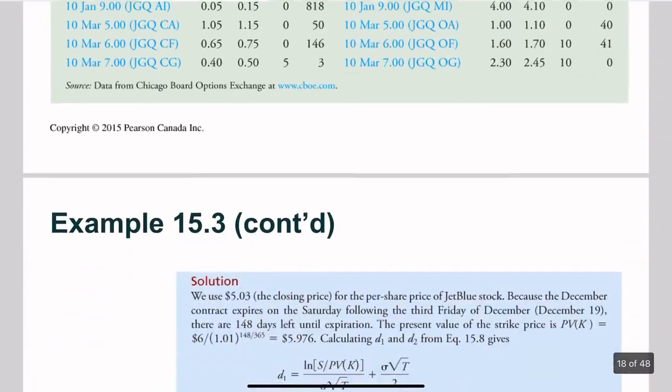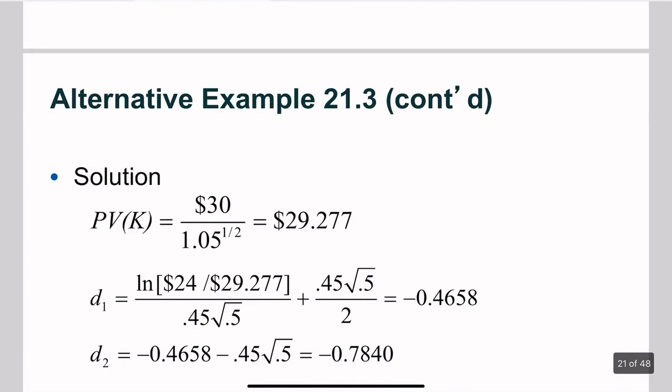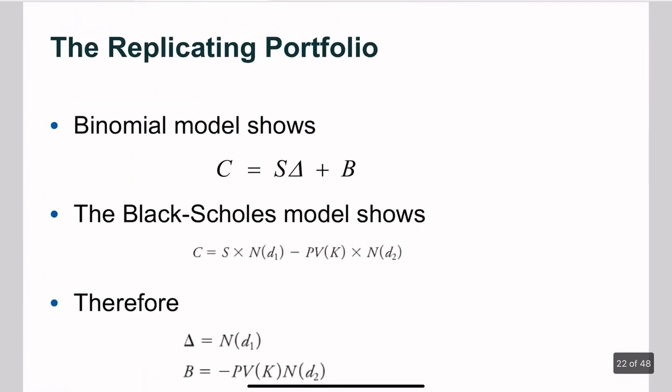Okay, so today let's continue our discussion on the Black-Scholes model. Here we want to talk about the replicating portfolio. Remember that we basically learned two models, right? The binomial model and Black-Scholes. The binomial model says, well, I can basically replicate the call with stock and bond. And then the Black-Scholes model tells us the price of the call is given by this formula.